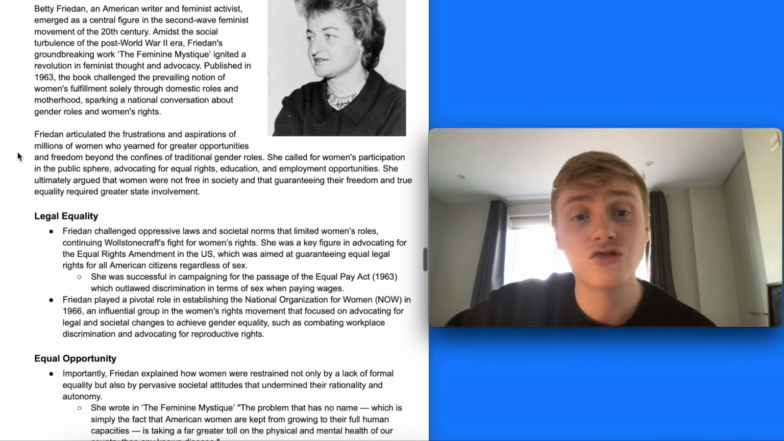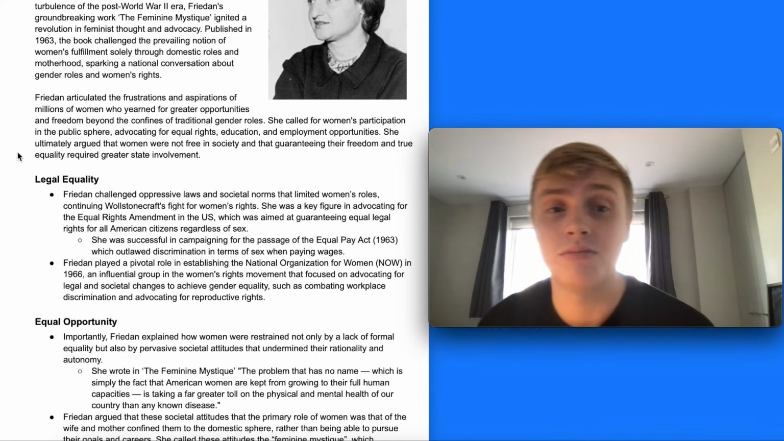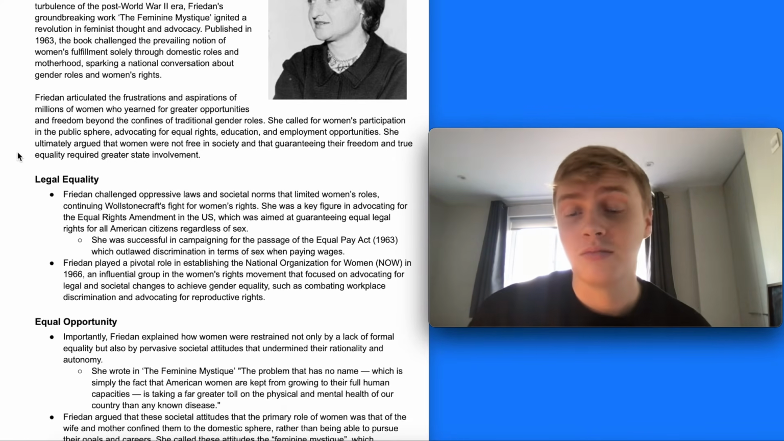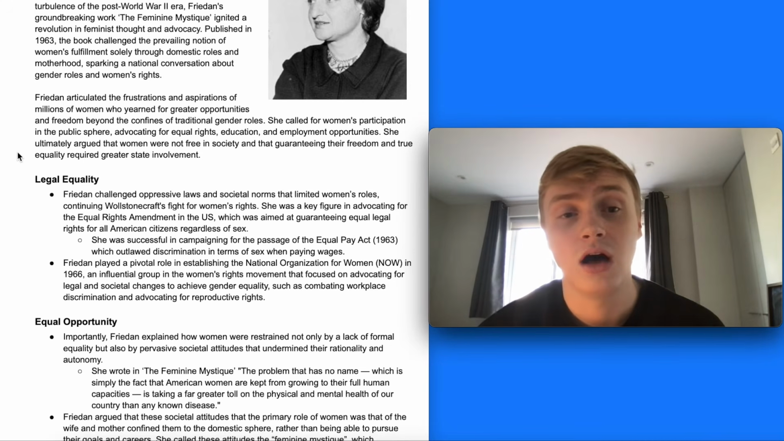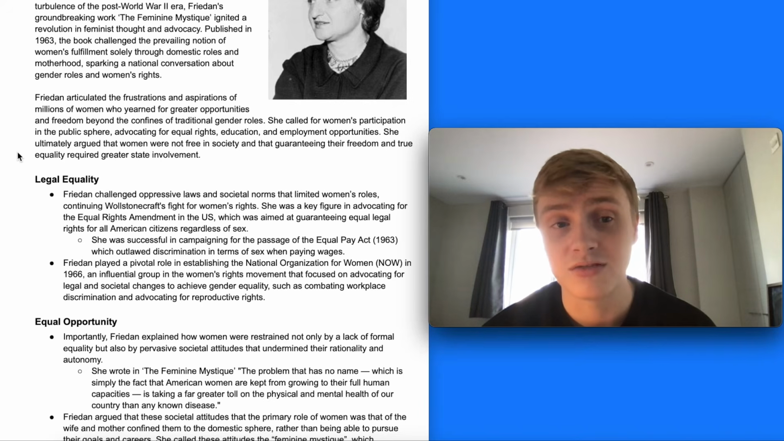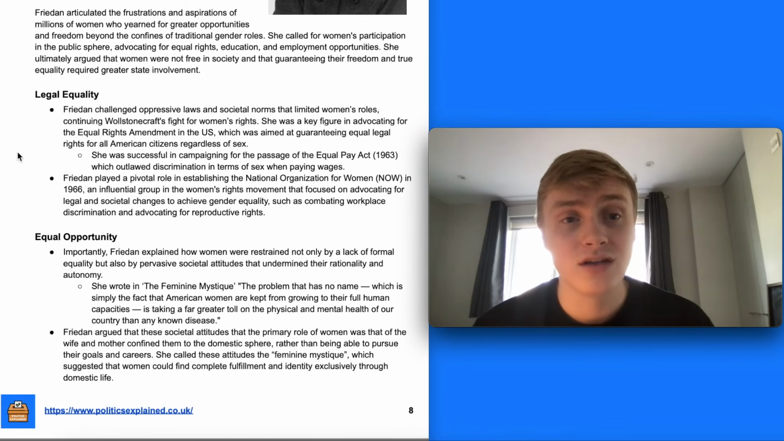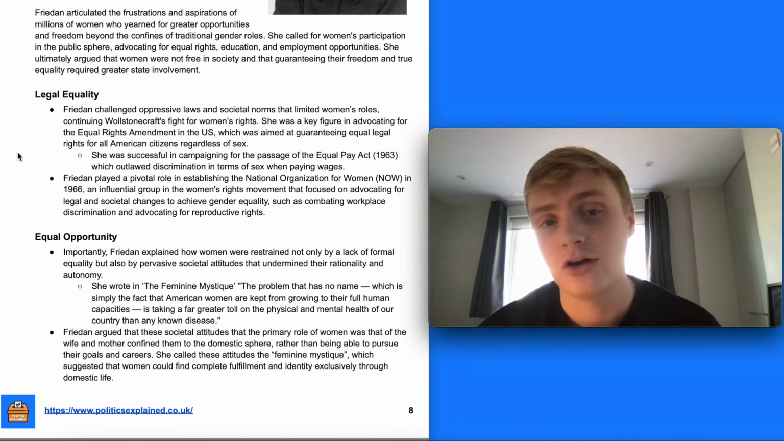She articulated the frustrations and aspirations of millions of women who yearned for greater opportunities and freedom beyond the confines of the box they were put in by society's traditional gender roles, and called for greater women's participation in the public sphere, advocating for equal rights, education, and employment opportunities. In terms of our key ideas, first key one was legal equality. So she challenged oppressive laws and societal norms that limited women's roles, continuing Wollstonecraft's fight for women's rights.